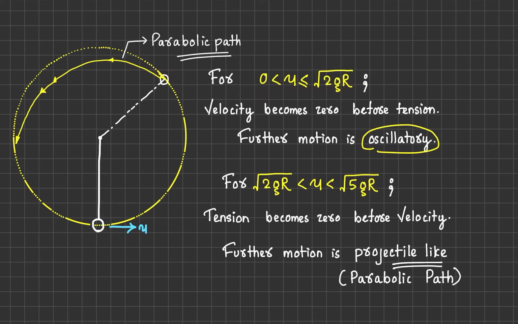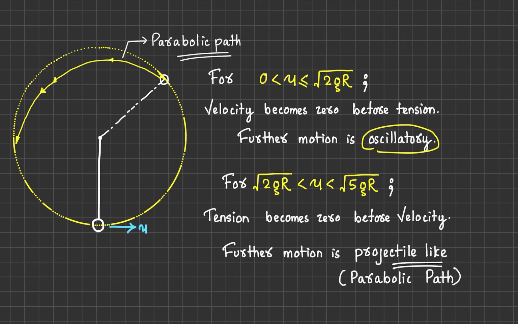If our velocity is not attaining the value of root 5gr, then we have another value, root 2gr. What happens if the velocity is more than this? What happens if velocity is less than this? Now if our velocity is in between 0 and root 2gr, that means our velocity becomes 0 before tension. Tension is not yet 0 but velocity becomes 0. That means the particle stops here, and due to the mg component acting on the particle towards the mean, it will come back to its original position. So the motion is oscillatory.